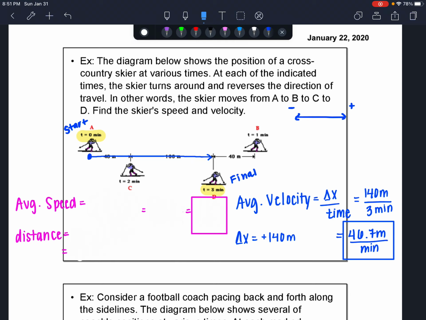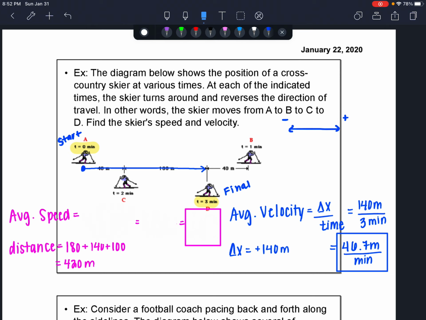Now let's focus on speed, because there is a part of the travel, or multiple parts of the travel, that I didn't incorporate in this average velocity calculation. This skier did go all the way from point A to B, a total of 180 meters. Oops, I guess I didn't need to reveal that much.